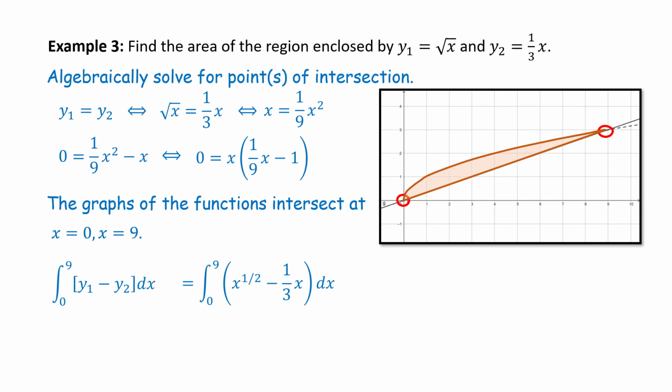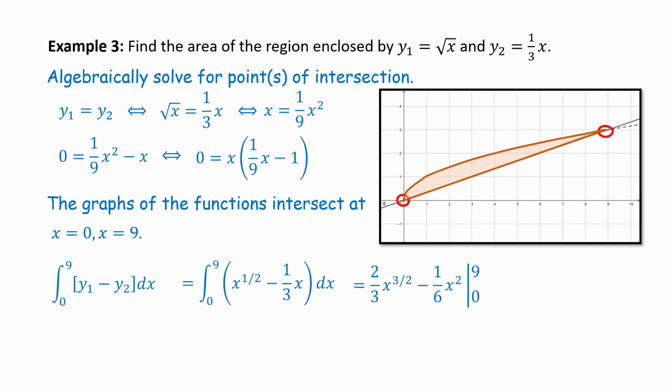Now we'll integrate. The integral of x to the 1/2 is 2/3 x to the 3/2, minus the integral of 1/3 x, which is going to be 1/3 times 1/2 x squared, or 1/6 x squared, and we evaluate from 0 to 9.